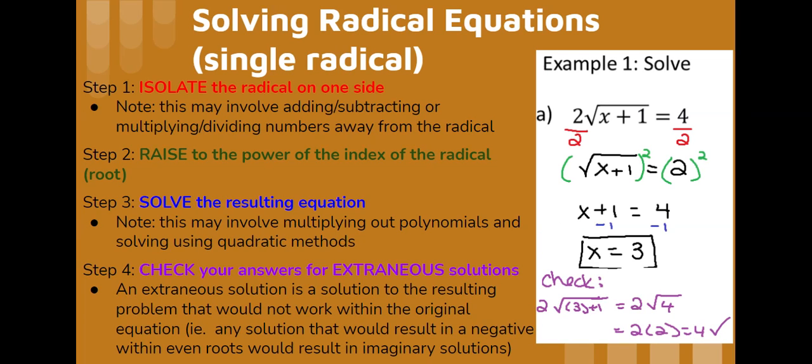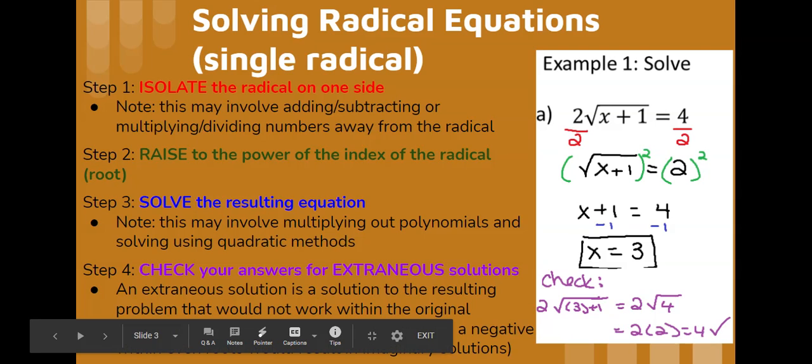So the first thing is we're going to look at single radicals, okay? And we kind of already know how to deal with them because we've solved square root equations before. But the main thing is you're going to want to get your radical completely alone. This can involve doing things such as adding or subtracting or multiplying, dividing numbers away from the radical. And you actually want to make sure you do it in that order. Always add or subtract before you multiply or divide.